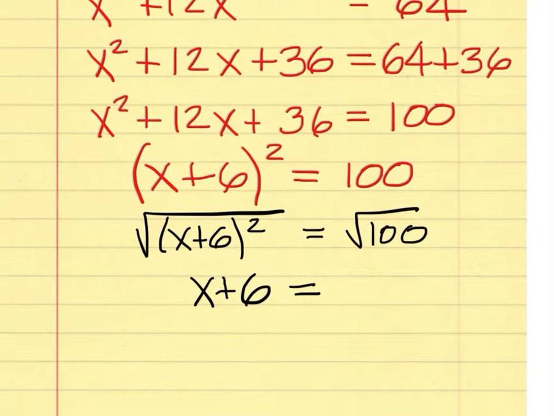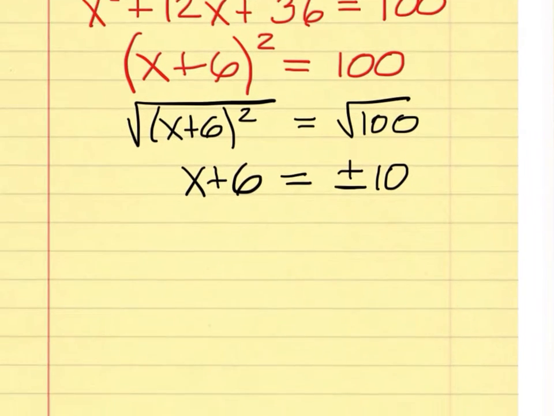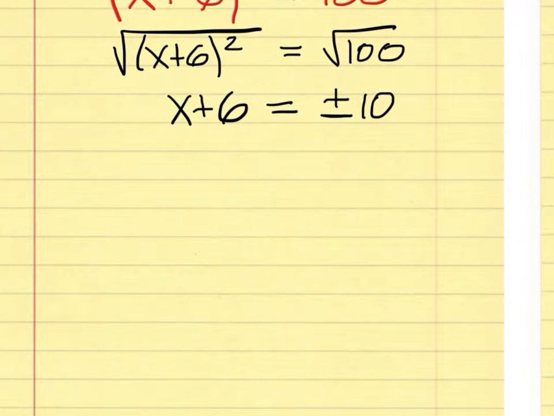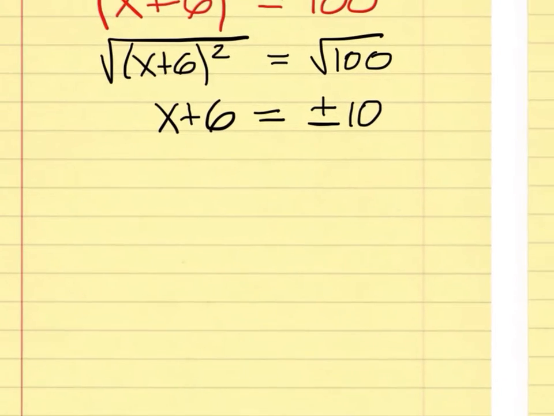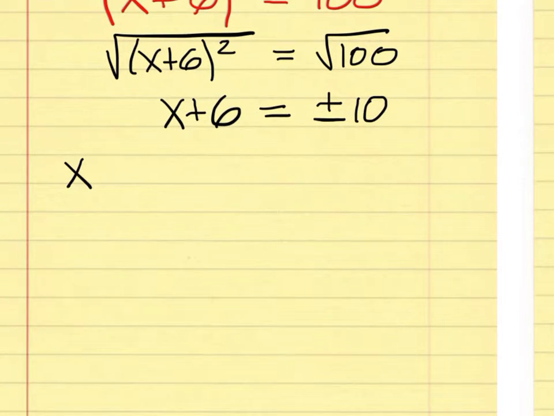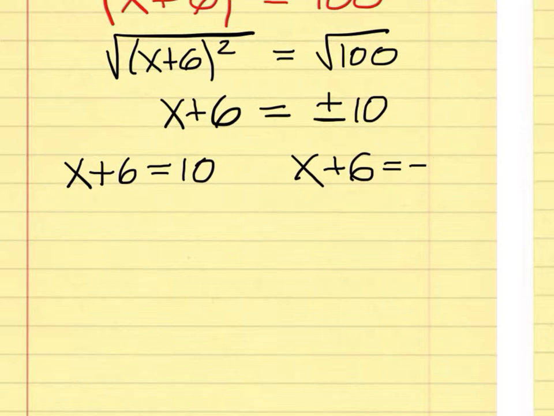The square root of 100, Courtney? Plus or minus 10. Yes, that is right. Okay, so now what must I do in my next step from this point? Haskins? You write x plus 6 equals 10, x plus 6 equals negative 10. That's right.